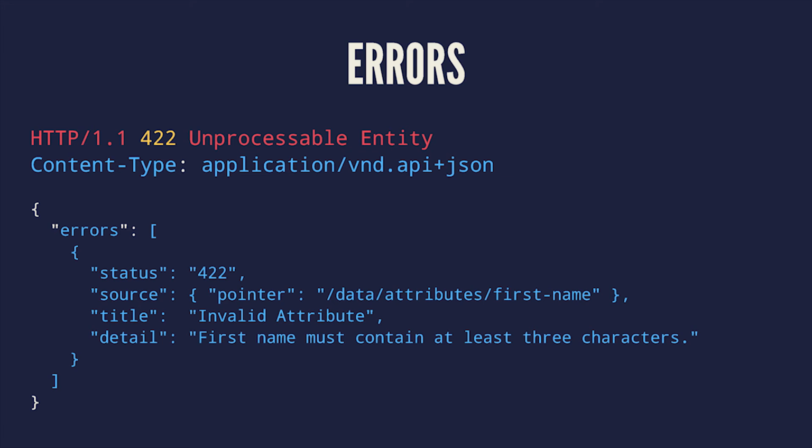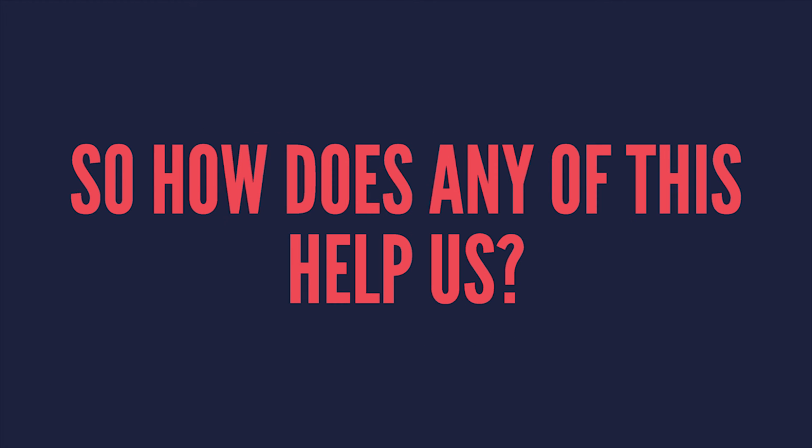The source is actually a JSON pointer that is pointing to the place in the request document that is causing this problem, and then you have some further explanations of what the error is about. So how does all of this help us really? And the answer to that is tooling, the things that I had mentioned before.